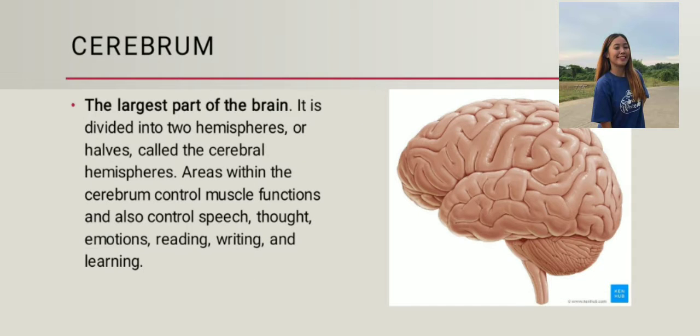Cerebrum. The largest part of the brain. It is divided into two hemispheres or halves called the cerebral hemispheres. Areas within the cerebrum control muscle functions and also control speech, thought, emotions, reading, writing, and learning.